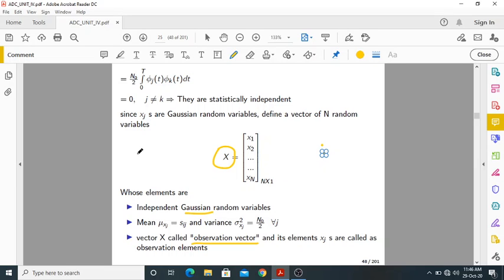Now, I want to know what is the conditional PDF of this vector. See, conditional means vector X is received given that some symbol mi is transmitted. Always everything is conditional here. Why? Because we don't know what symbol is transmitted. We have capital M number of symbols. We don't know what is transmitted generally.